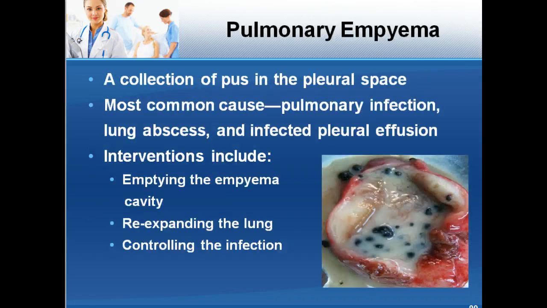Okay, last but not least, a collection of pus in the pleural space, which is pulmonary empyema, and I know it looks nasty. The most common cause is a pulmonary infection, lung abscess, or infected pleural effusion. Interventions include emptying the empyema cavity, re-expanding the lung, and controlling the infection. And basically, that's it. Usually, a person will lose weight, get chest pains, and really have quite a problem.